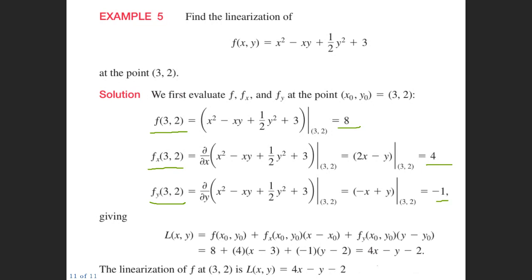And then after we know these, we use the definition. Underlined in red, we're asked to calculate L of x and y, that's f at x0, y0 plus fx at x0, y0, x minus x0 plus fy at x0, y0, y minus y0. Stick the numbers in and we get our answer. I will leave it for you to check that the answer to this question is 4x minus y minus 2.